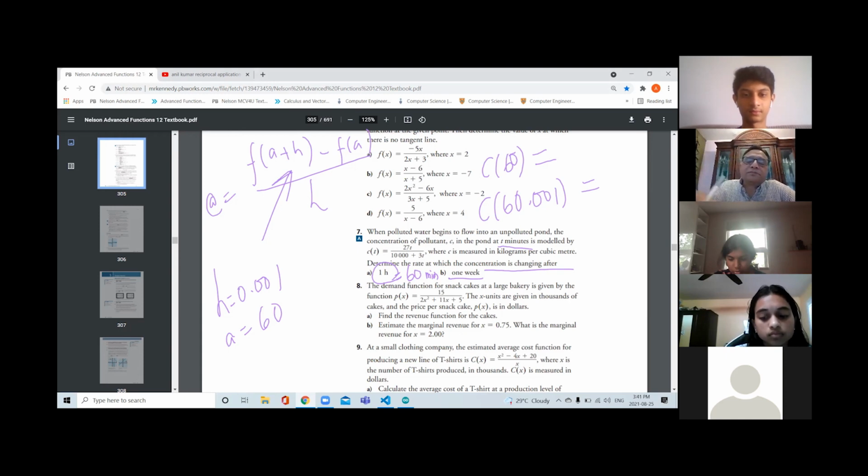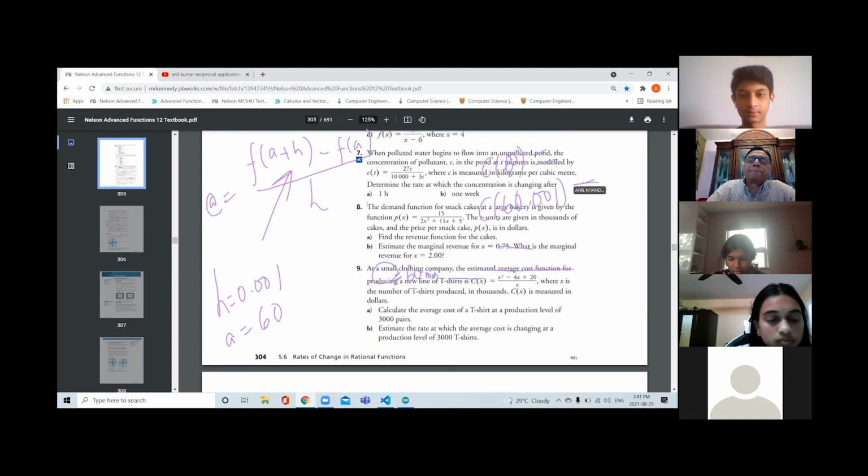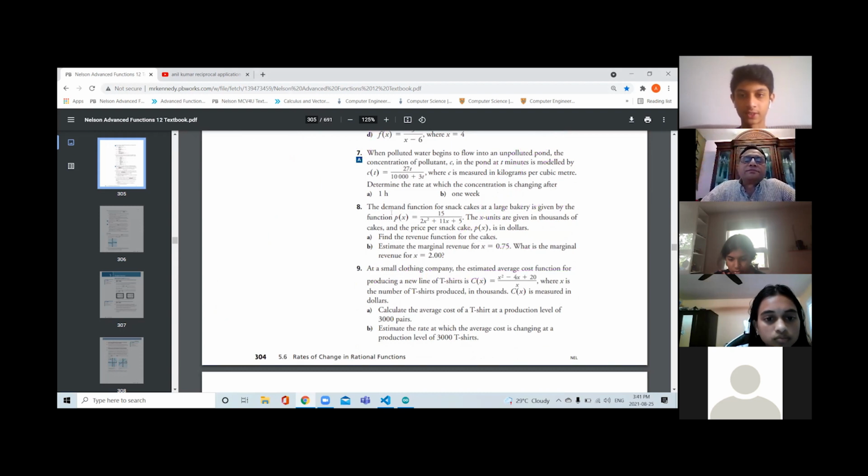Next question, please. Should I read it, sir? Yes. The demand function for snack cakes at a large bakery is given by function p of x equals 15 over 2x squared plus 11x plus 5. The x units are given in thousands of cakes, and the price per snack cake p of x is in dollars. Find the revenue function for the cakes and estimate the marginal revenue for x equals 0.75. What is the marginal revenue for x equals 2?